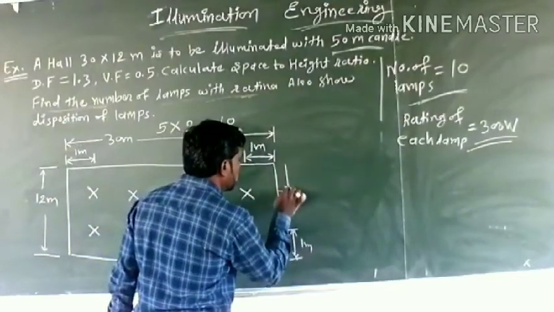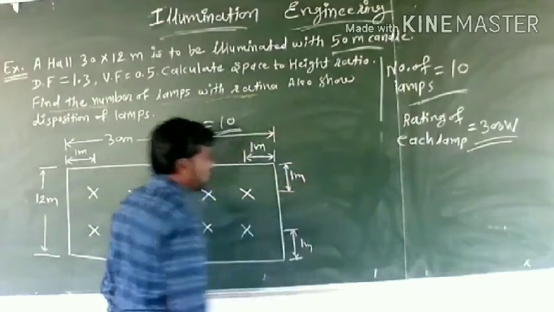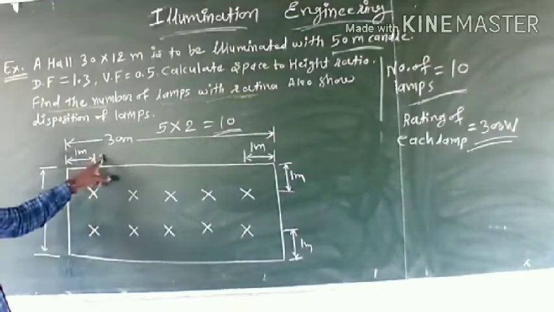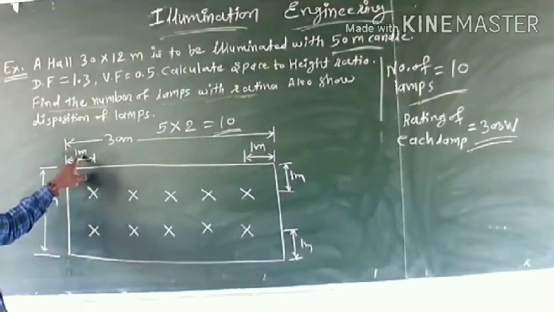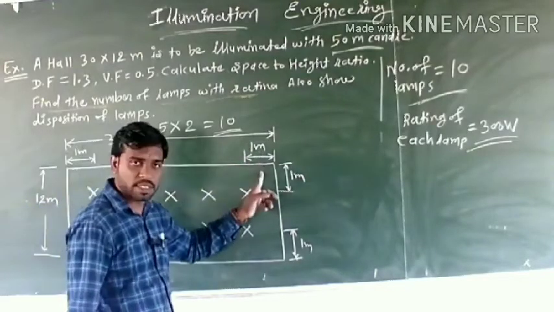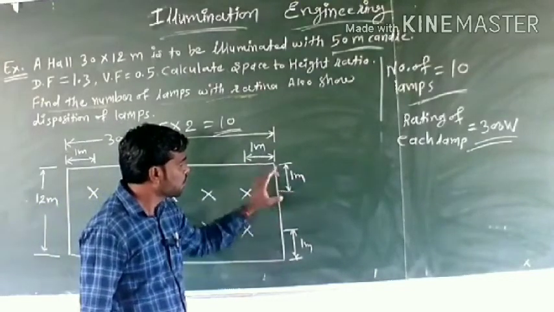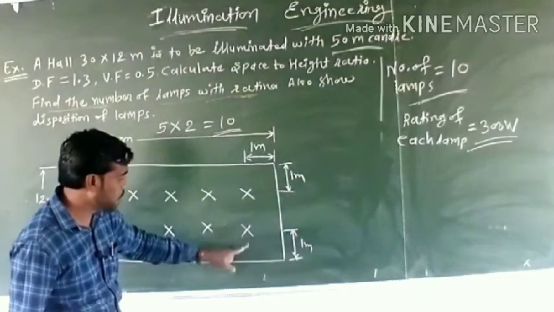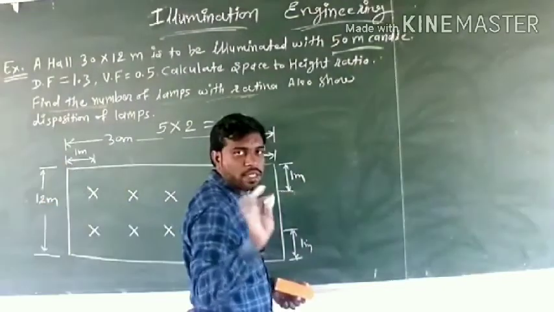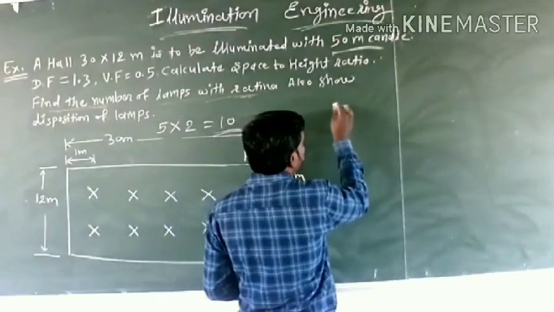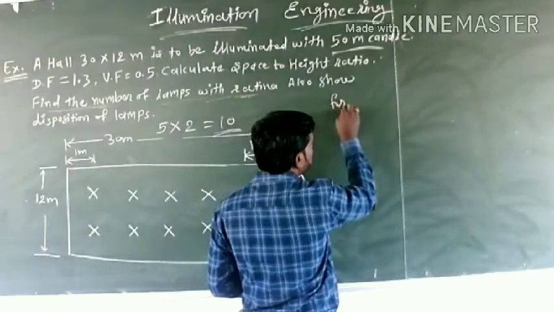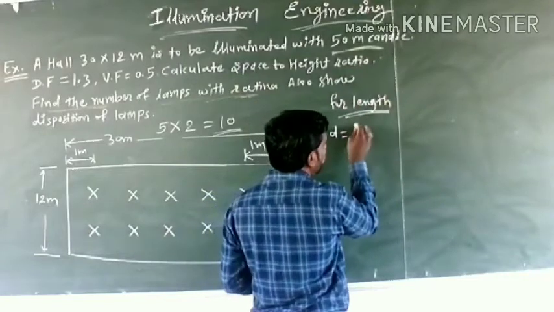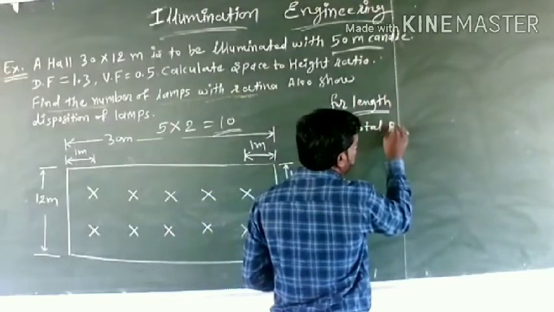Here this distance is also 1 meter. So from both sides of the length, 1 meter on this side and 1 meter on this side. Similarly in width, you have to take a distance of 1 meter between the lamp and the side wall. Now here is a simple formula we can use. For length, distance d is equal to the total remaining distance. So this is a simple formula.